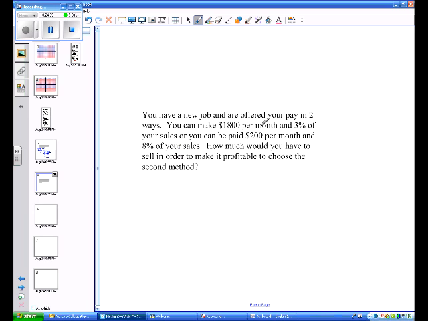Well, right away, this one looks like a better one. But it depends upon what you're selling. If you're selling houses that may sell for hundreds of thousands of dollars, then you may want this one because you're making a bigger commission on your sales. If you're selling clothes, then you may want to stay with this one. So it depends upon what you're selling as to how you would decide that. So let's look at how much you would have to sell in order for this second one to be more profitable. So let's look at how these are set up.